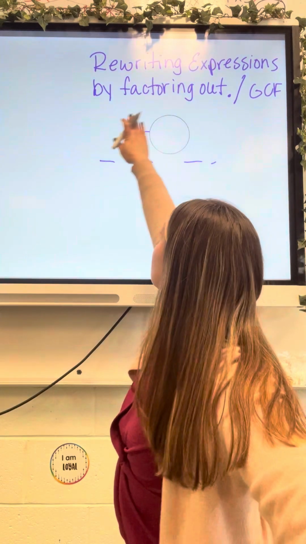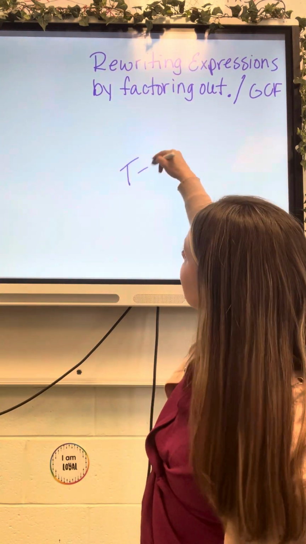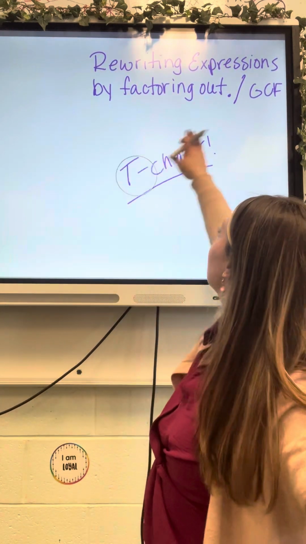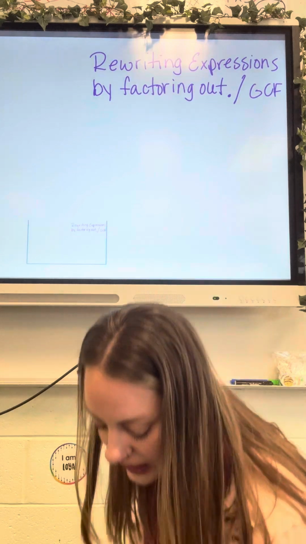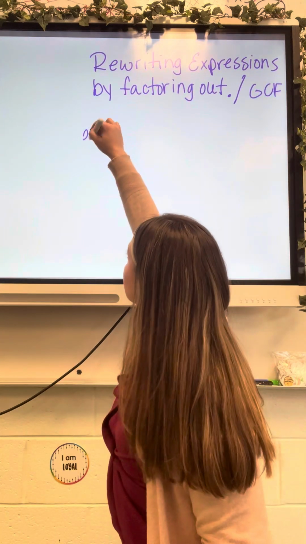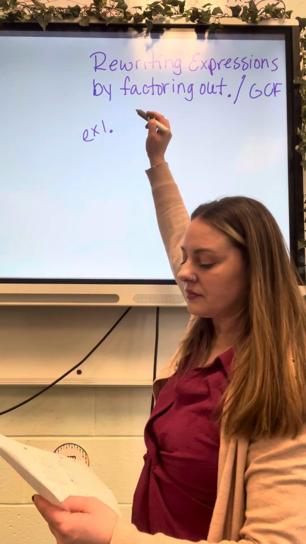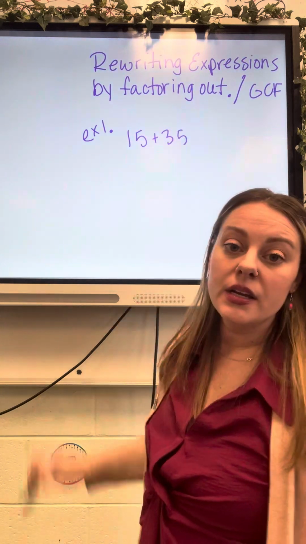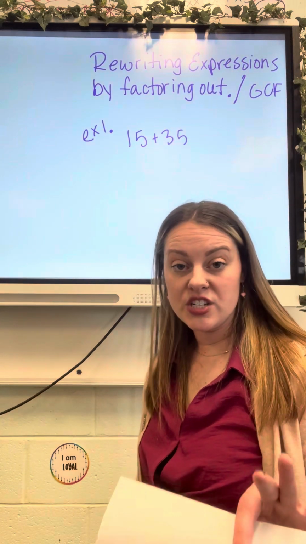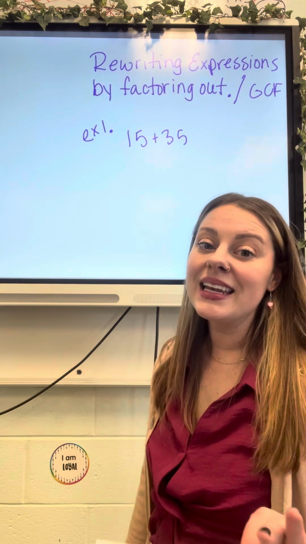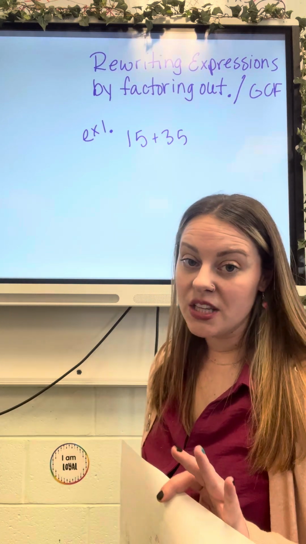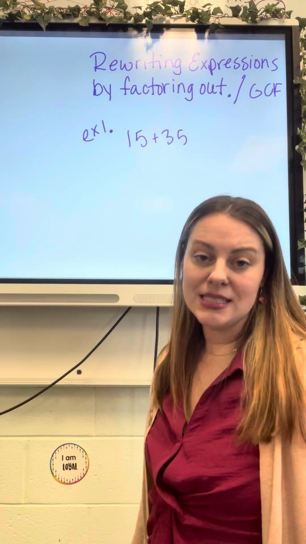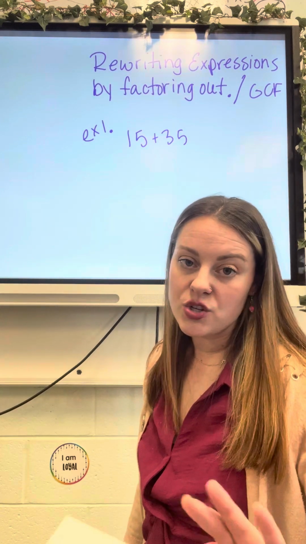Let's just get started. And once again, I'm going to use a T-chart. All right, example 1. I'm going to have 15 plus 35. So rewrite the expression by factoring out. Now, hint, hint, when you rewrite this expression, there's only one factor. So it ends up being your GCF as well, but that's neither here nor there. Whatever they ask you to do, you do.